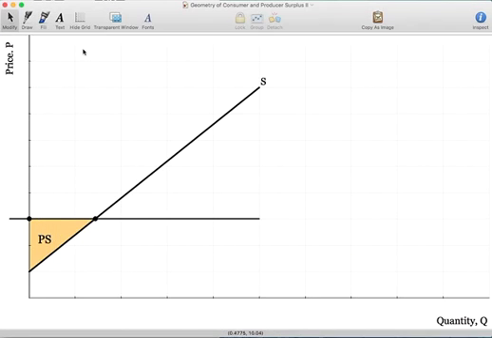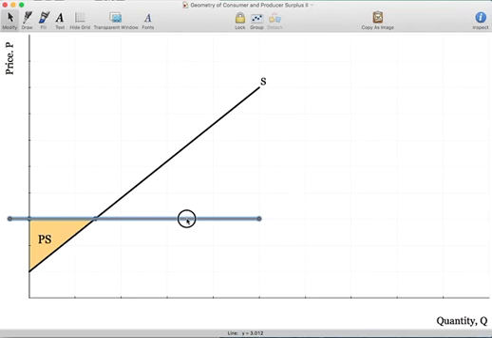We can look at the same thing for producer surplus. Producer surplus is just the area below the price, but above the supply curve. So here we have a supply curve, our price, and that shaded area right there is the producer surplus. These individuals are getting a higher price than the lowest price that they're willing to accept for that particular product. And let's take a look at the impact of this.